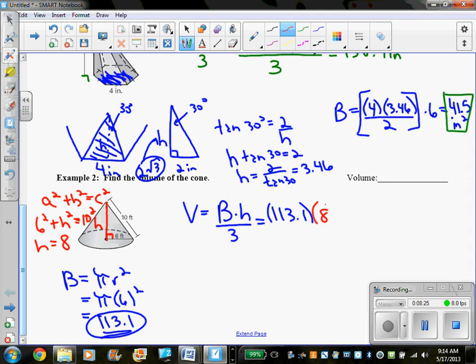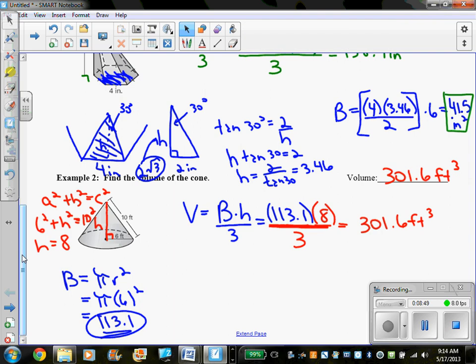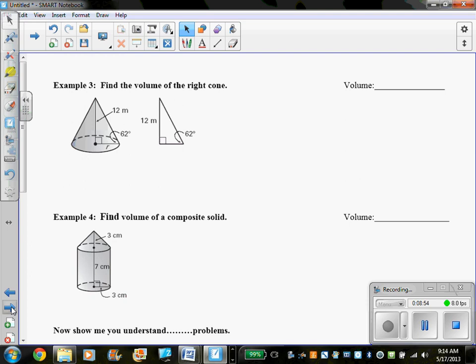So I'll put the height right in here. So we have the base of the cone, the height of the cone, and of course we need to divide that by 3. You throw that in your calculator, you're going to get 301.6 feet cubed. Okay, again, nothing too complicated here, just kind of extending everything we've done, getting a little bit more practice with finding the areas of the bases, especially those pentagons, hexagons, octagons, and so on.